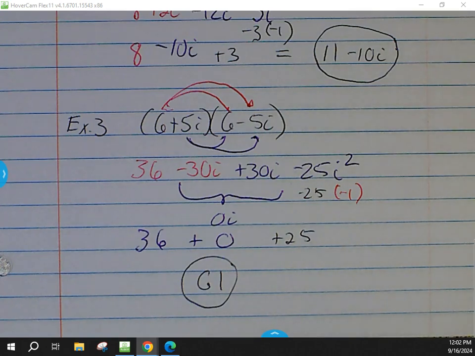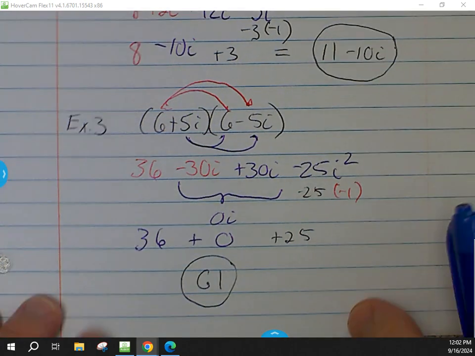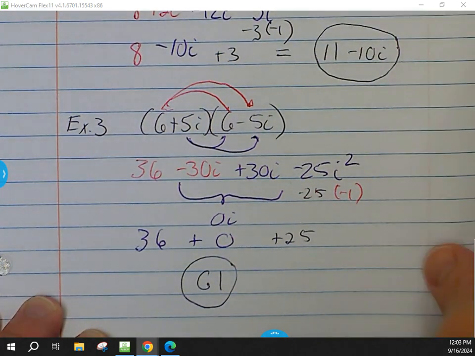Okay, and then the last little thing, and this is just one example to show you. We're going to ask you to do some operation type stuff. I'll just show you one of these real quick.